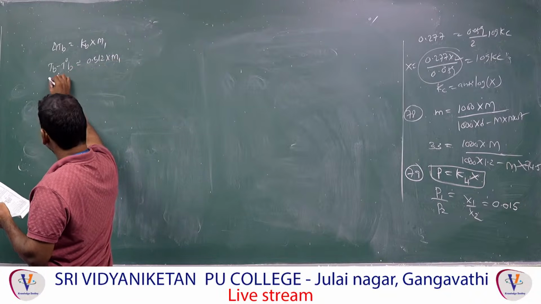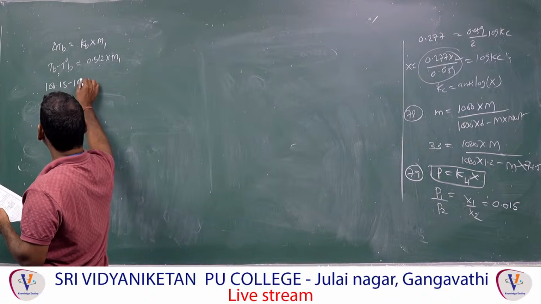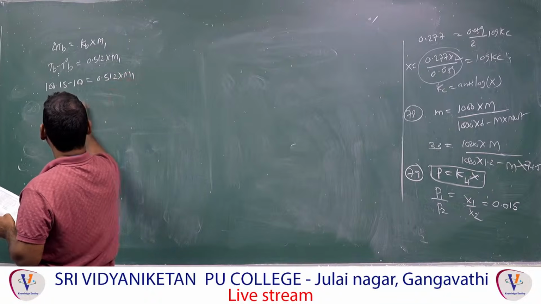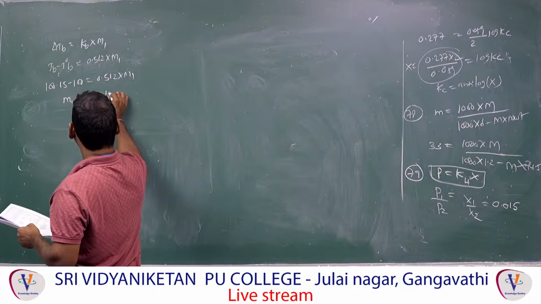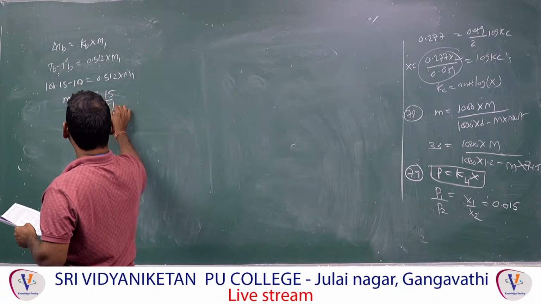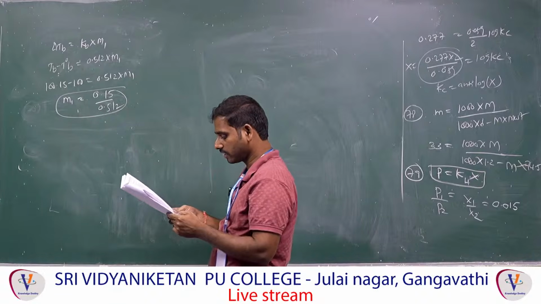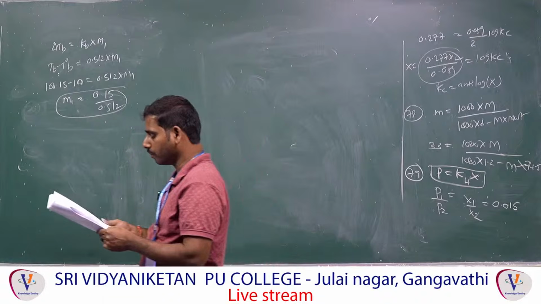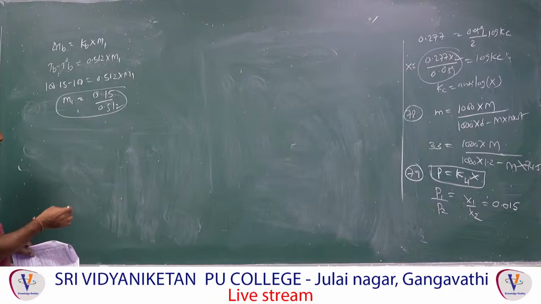0.512 into M1, this is how much here? 100.15 minus 100 only now is equal to 0.512 into M1. You find out M1 here. M1 means what here? 0.15 by 0.512, this is M1, molality. Next one, what are they asking now here? Next, on dilution of above solution with an equal volume.